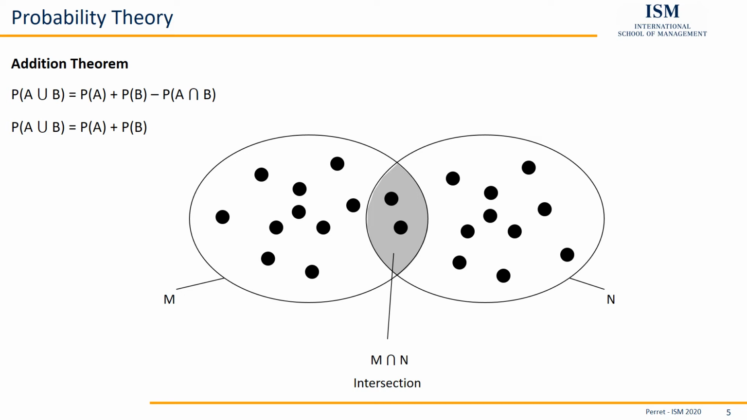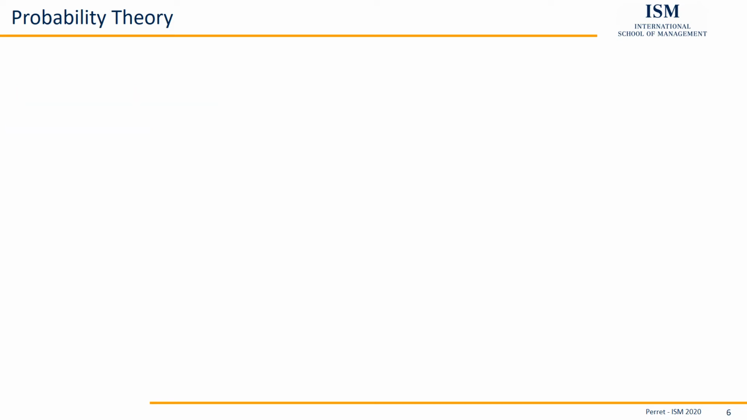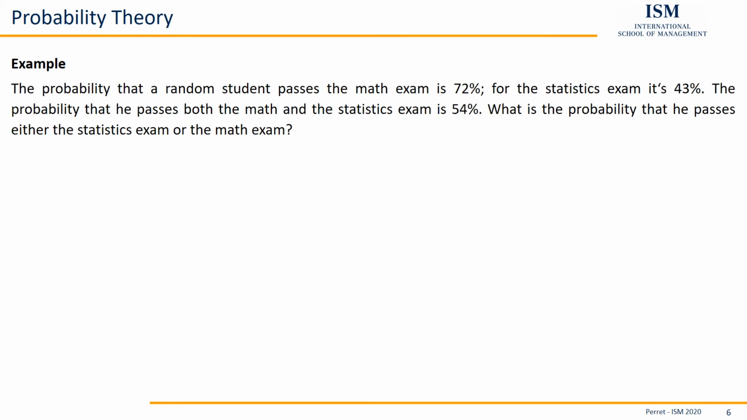So let's do this as well with a small example. In this example, we have a similar case as before. The probability that a random student passes the math exam is 72%. For the statistics exam, it's 43%. The probability that he passes both the math and the statistics exam is 54%. And then the question: what is the probability that he passes either the statistics exam or the math exam?